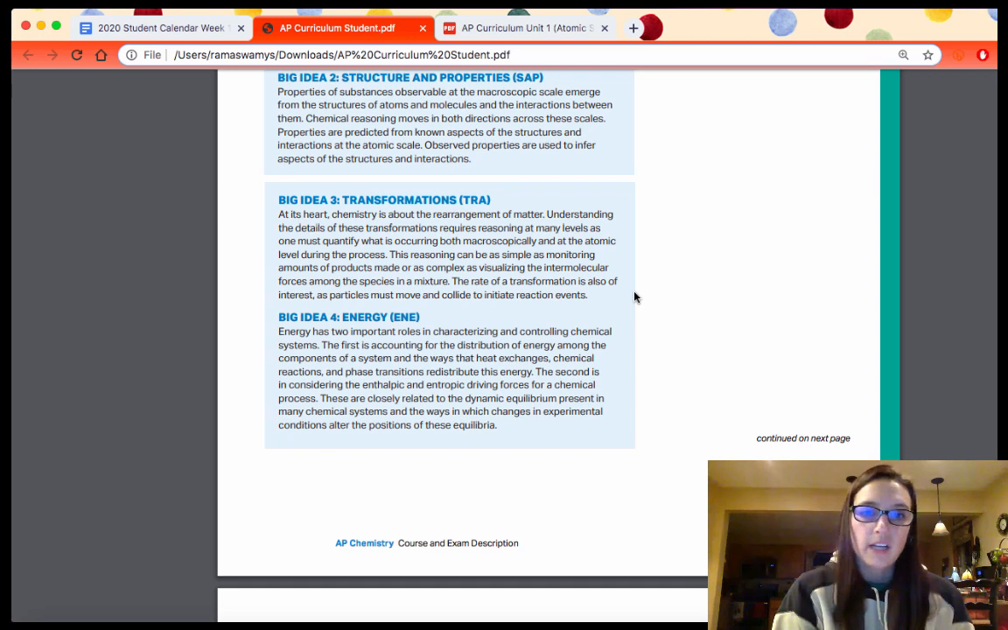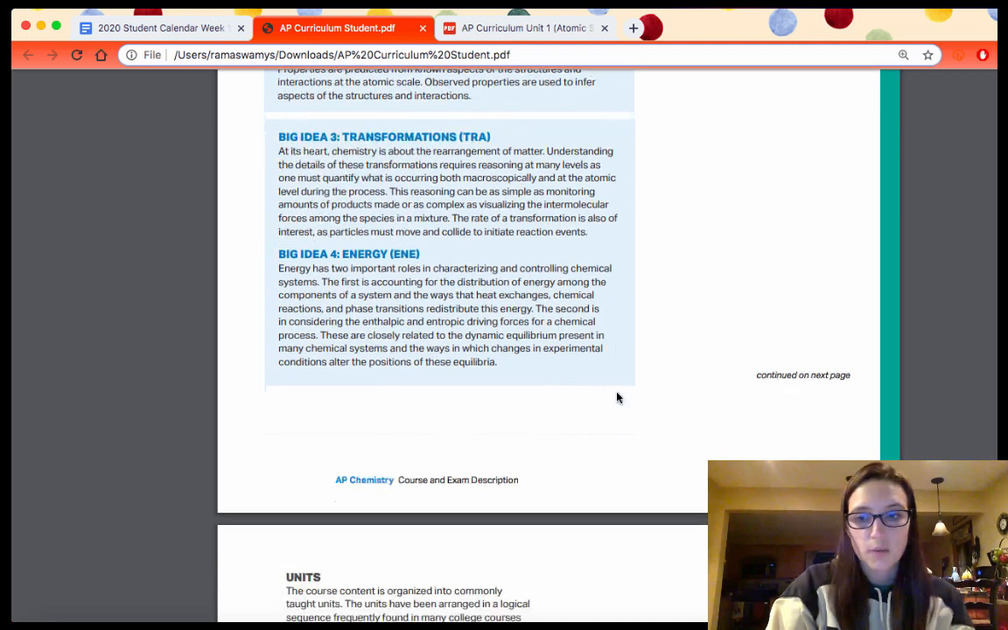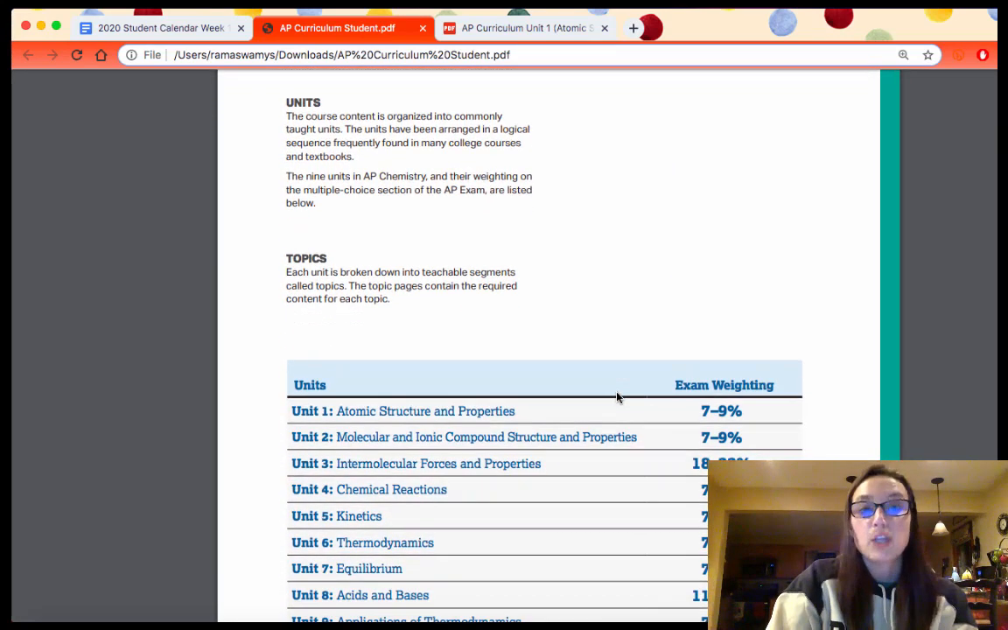Big idea three is transformation. This is looking at rearrangement of matter, chemical reactions. So you're looking at chemical reactions, what's happening at the macroscopic level, what you can see, also at the particle level. And you're looking at collisions, things like that, with transformations. And then the fourth big idea is energy. With energy, you could think about heat, work, anything like that, as well as looking at equilibrium and how you can change equilibrium. So that's the four big ideas. Each one of these paragraphs talks more about each of the big ideas. And then we get to the units.